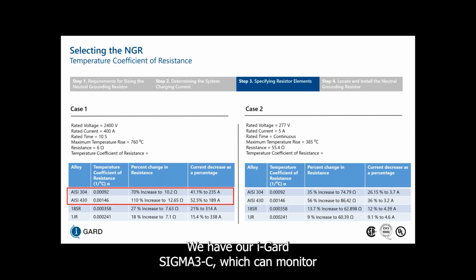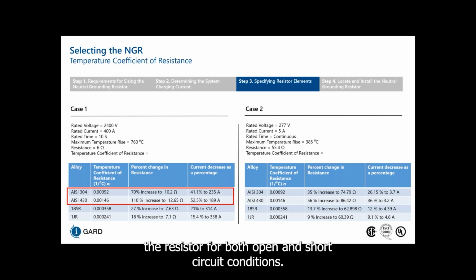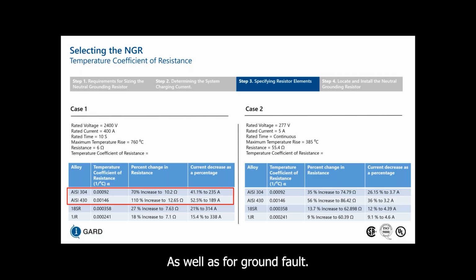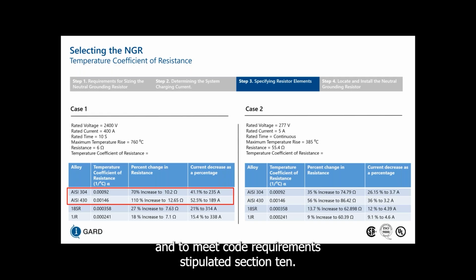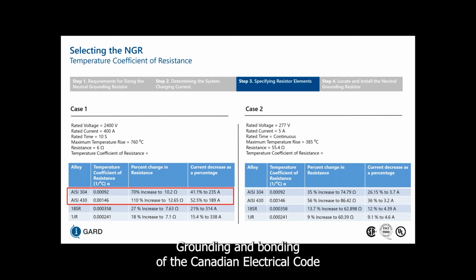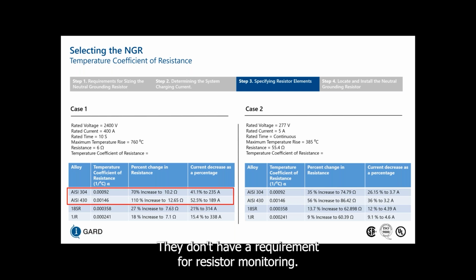What devices are available to monitor this neutral grounding resistor in a system with the neutral connected to ground? We have our I-Gard Sigma 3C, which can monitor the resistor for both open and short circuit conditions, as well as for ground fault. We sell this product alongside our neutral grounding resistors to meet code requirements stipulated in Section 10, Grounding and Bonding of the Canadian Electrical Code. For the neighbors down south in the United States, they don't have a requirement for resistor monitoring. Their only requirement is strictly for ground fault.